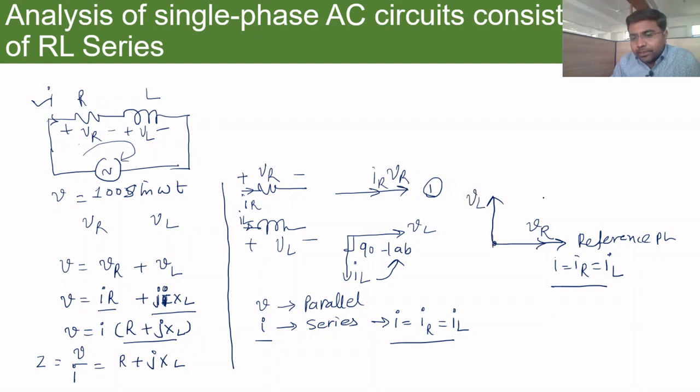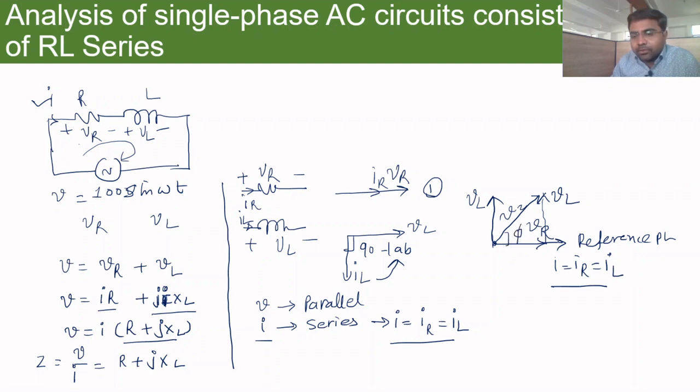So in order to take a phasor sum of both, I will take VR here and VL at 90 degrees. This will give me VZ. Okay, and the angle between the two is phi.